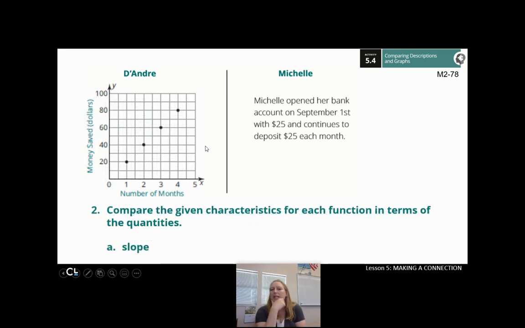All right, so let's compare once again, just like we did last time with our Celsius and Fahrenheit issue. Let's compare our bank accounts a little bit here. I would like you to compare the slope for part A and the y-intercept, and the y-intercept for part B. Compare your slope, compare your y-intercept for each of these functions for DeAndre and for Michelle. Go ahead and hit pause, write that down, and then hit play when you're ready to check your work.